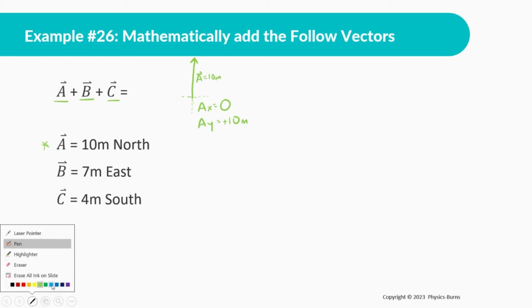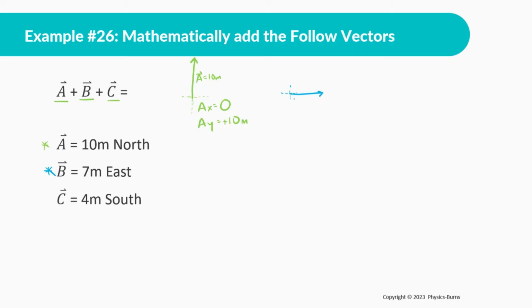I'm going to use a different color. B is 7 meters east. So again, I'm going to draw a general cross section here, and then draw how it looks. I'm not using a ruler or anything, I'm just vaguely drawing it. Okay, good. Vector B is equal to 7 meters. And B sub X is going to be 7 because it's going 7 meters to the right, and I'll put positive. And then B sub Y is equal to 0 because it's not going up and down at all.